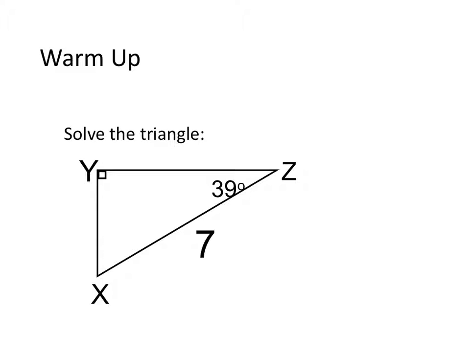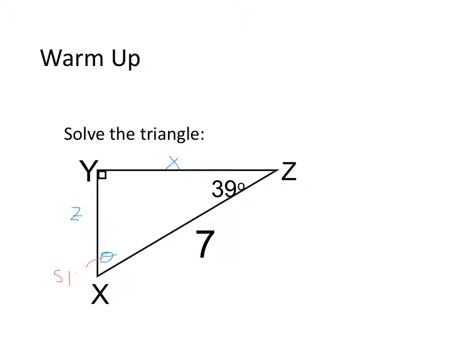So I'm going to label all the missing things that I need to solve. I need to solve for the angle here, and I also need to solve for side X and side Z. So let's go ahead and get started. I'll first start by solving for the missing angle. So I know 180 minus 39 and 90 degrees will leave me with 51 degrees here. And then I will solve for, let's do side X.